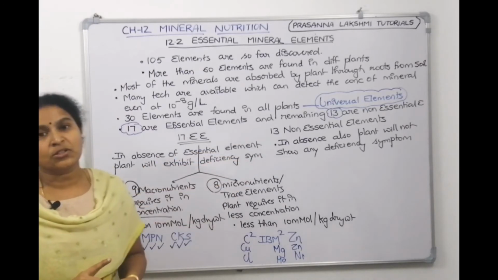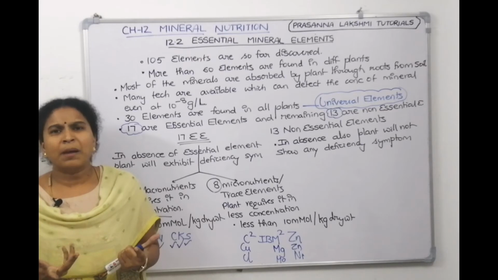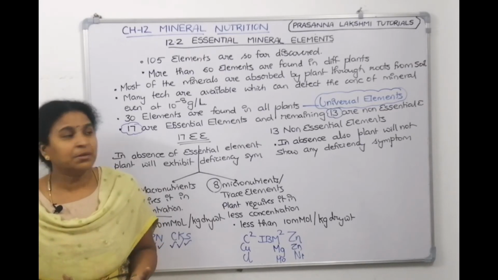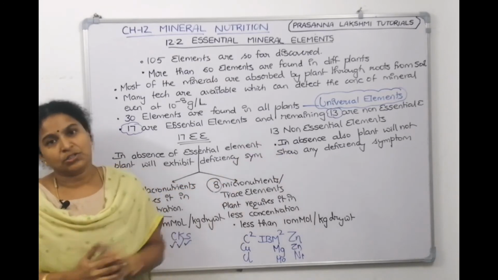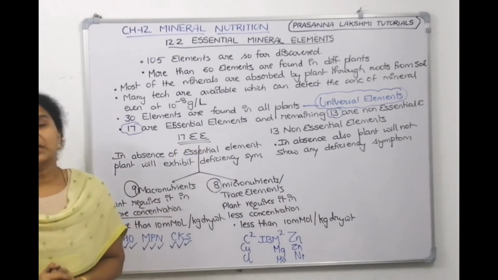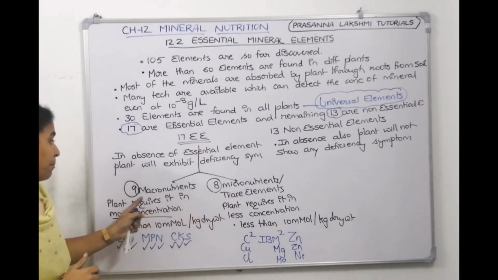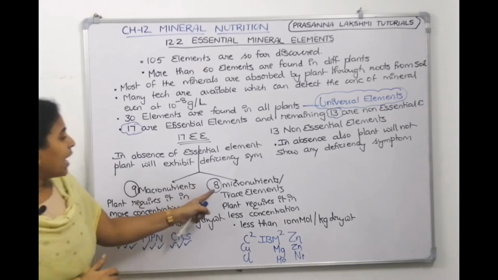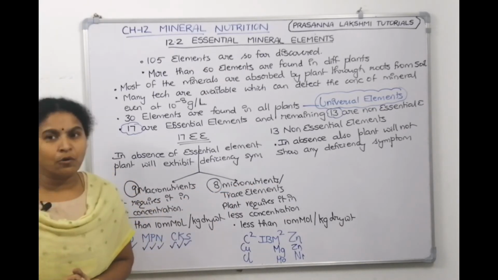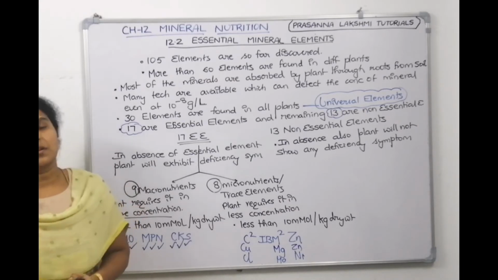What is a non-essential element? Even if you don't give it, the plant will not say anything, the plant will not exhibit any deficiency symptom. That is called a non-essential element. Again, these 17 essential elements we are dividing into 9 and 8. 9 are macronutrients and 8 are micronutrients. The name itself tells: macro means required by the plant in more concentrations.